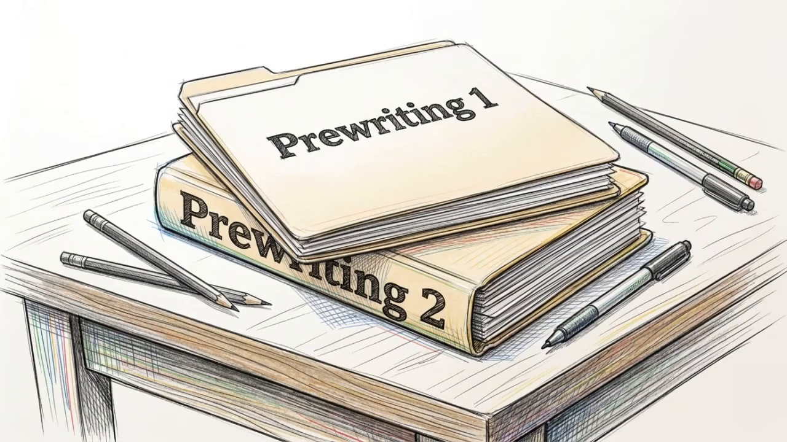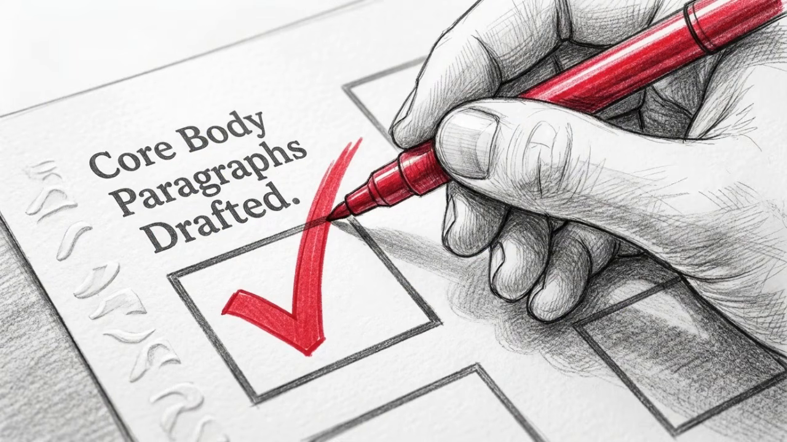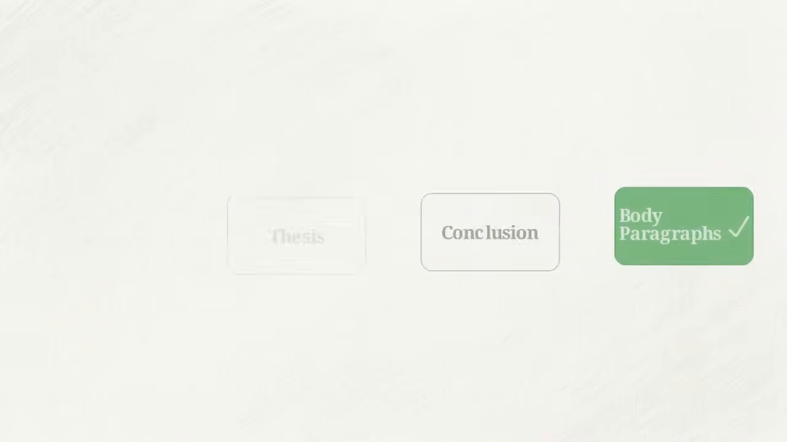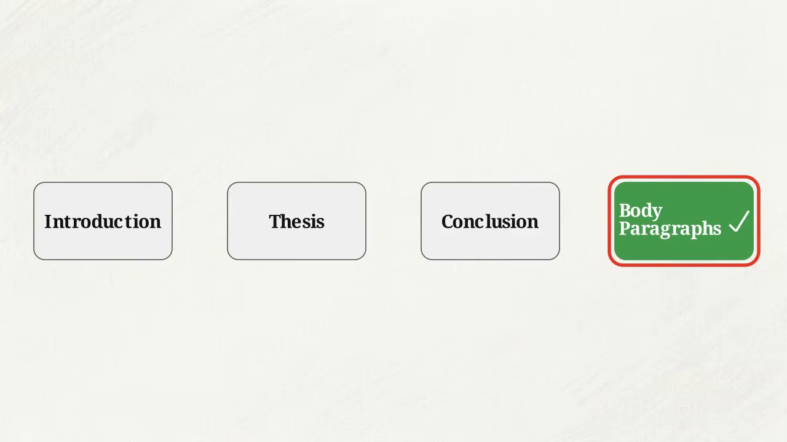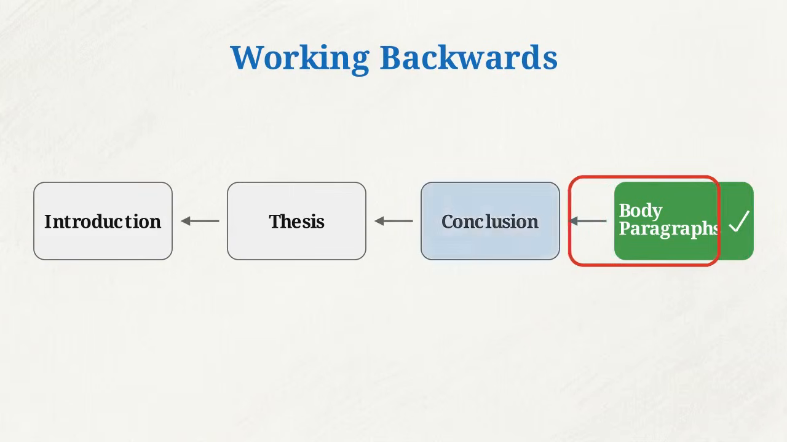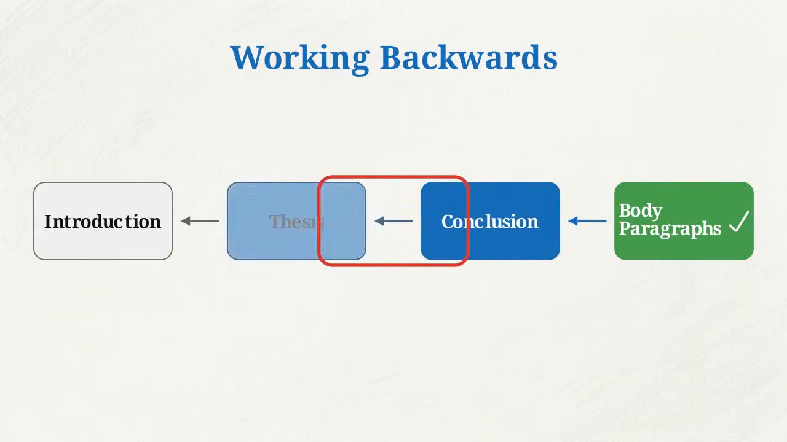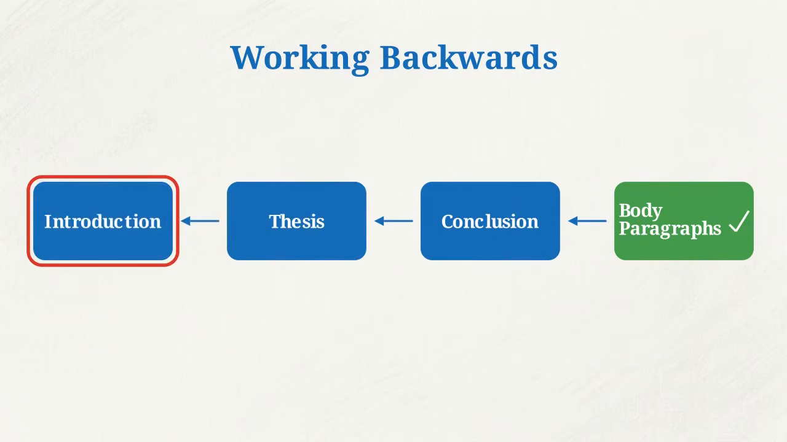You've already done the heaviest lifting for this assignment. By completing pre-writings 1 and 2, you've gathered your research, evaluated your sources, and drafted the core body paragraphs of your informative synthesis essay. Now we are going to turn those separate body paragraphs into a complete rough draft. We will do this by working backwards, starting with your conclusion, extracting your thesis, and finishing with your introduction.